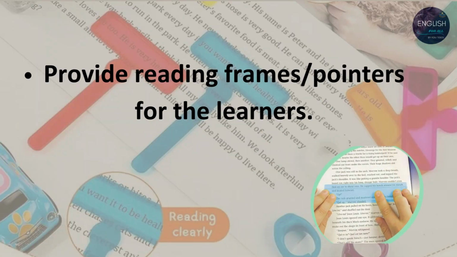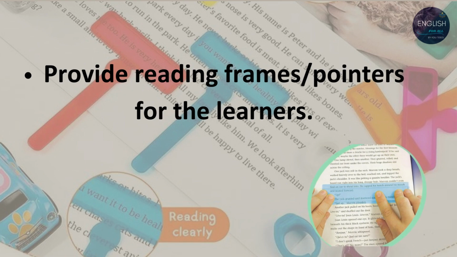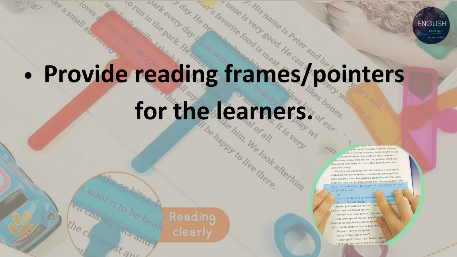Another tip is that teachers can provide reading frames or pointers for the learners when they are assigning a reading task. Because the students who have learning difficulties find it difficult to concentrate on the reading text, and they feel like the letters are floating or upside down and so forth. So when they get the aid of a reading frame or pointer, it will be easy for them to concentrate. Similarly, if the reading text is on a white background or a shiny surface, then the reading frames can reduce the glare and make it comfortable to read.